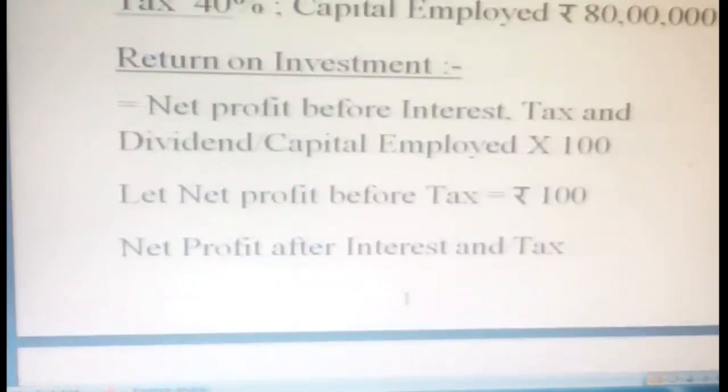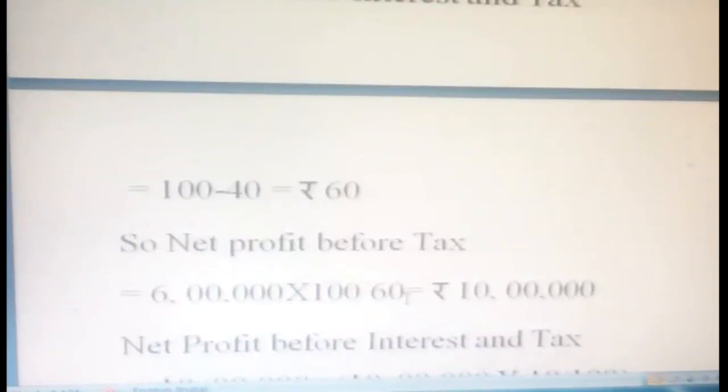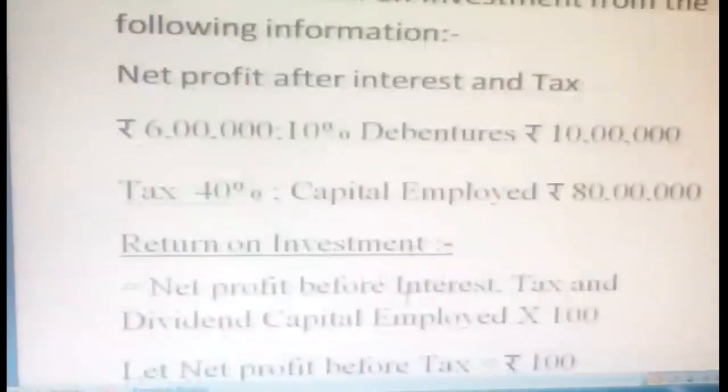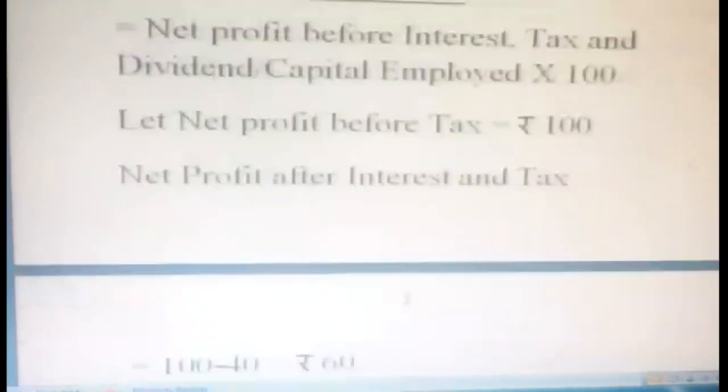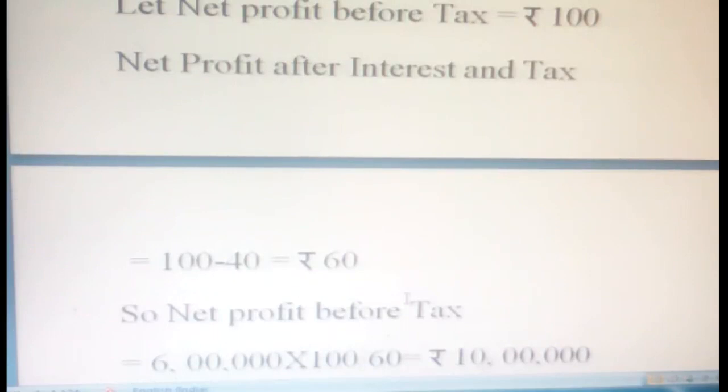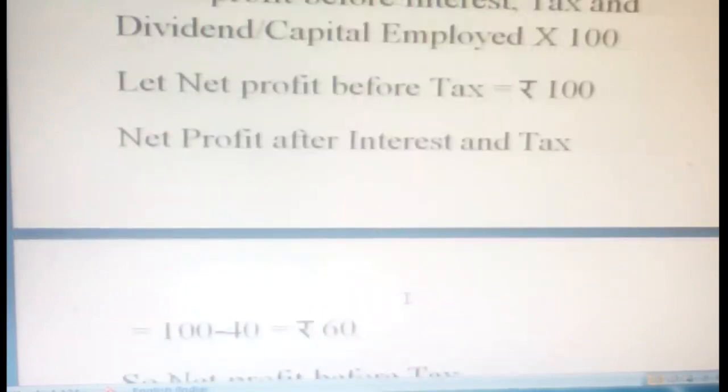So net profit after interest and tax. The 40% tax they given. From the information they given tax. So naturally, consider my profit is 100, tax is 40. Then naturally 60 rupees is my net profit after tax.